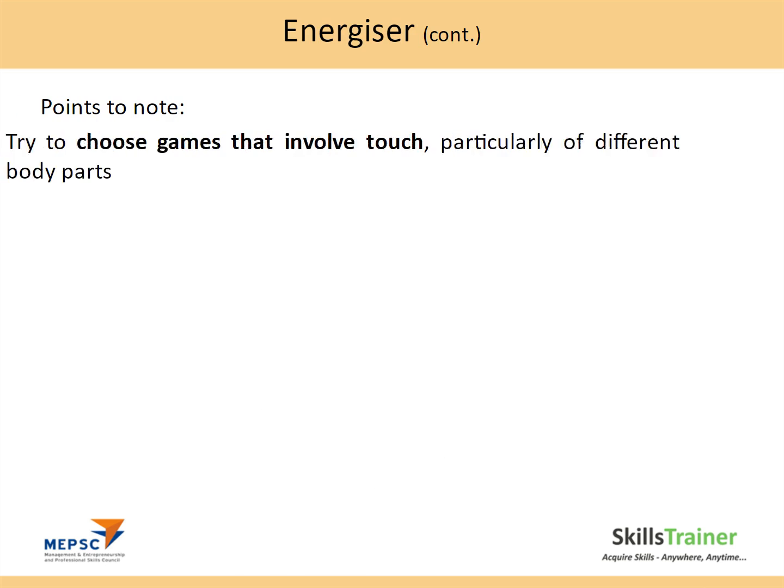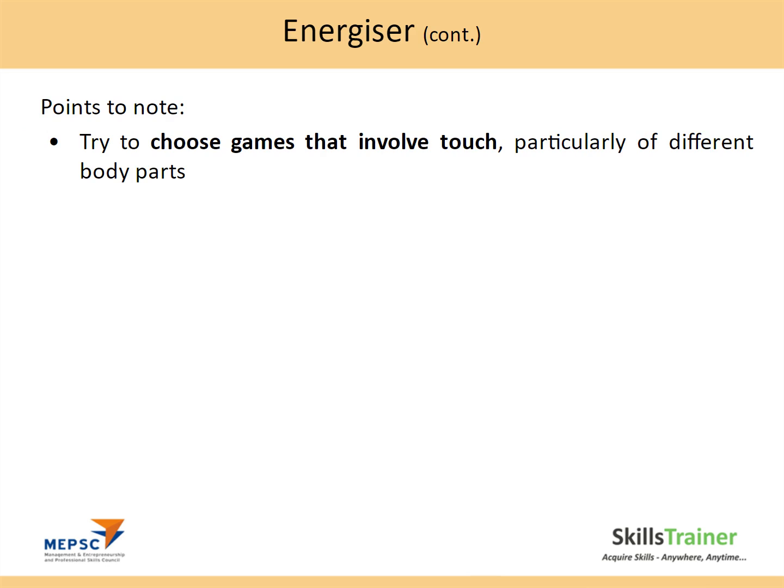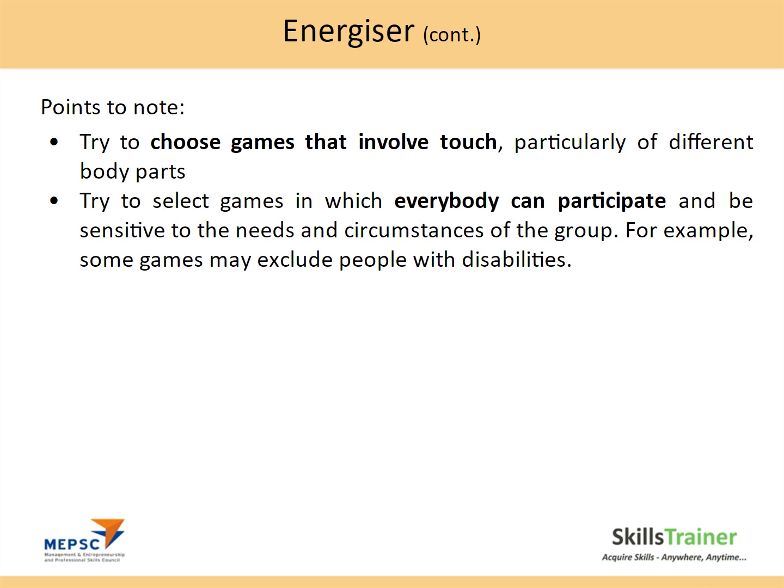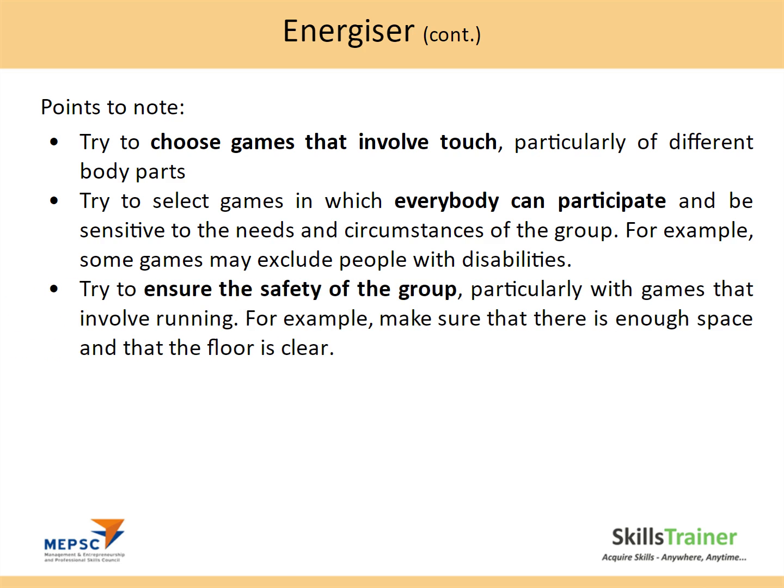Points to note. Try to choose games that involve touch, particularly of different body parts. Try to select games in which everybody can participate and be sensitive to the needs and circumstances of the group. For example, some games may exclude people with disabilities. Try to ensure the safety of the group, particularly with games that involve running. For example, make sure that there is enough space and that the floor is clear.